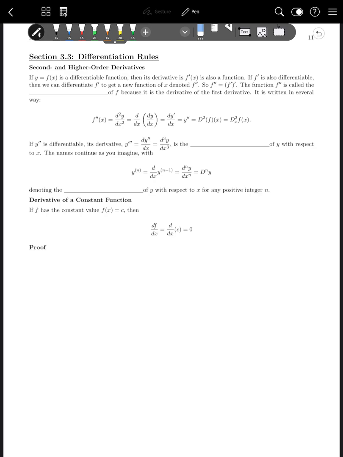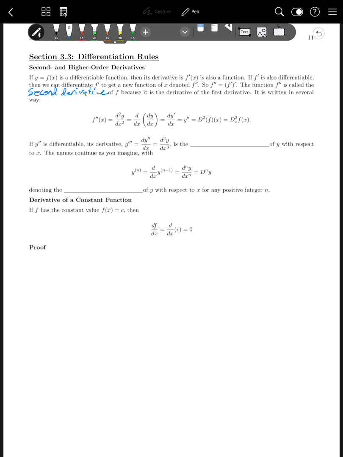So if y equals f of x is a differentiable function, then its derivative f prime of x is also a function. If f prime is also differentiable, then we can differentiate f prime to get a new function of x denoted f double prime. The function f double prime is called the second derivative of f because it is the derivative of the first derivative.